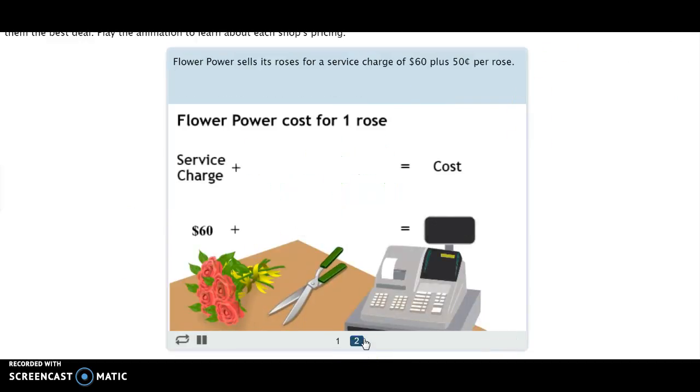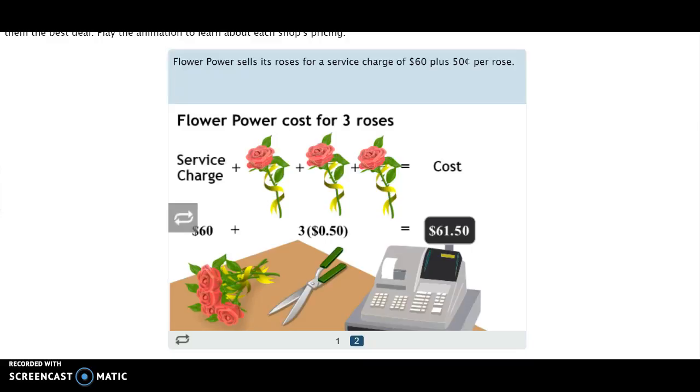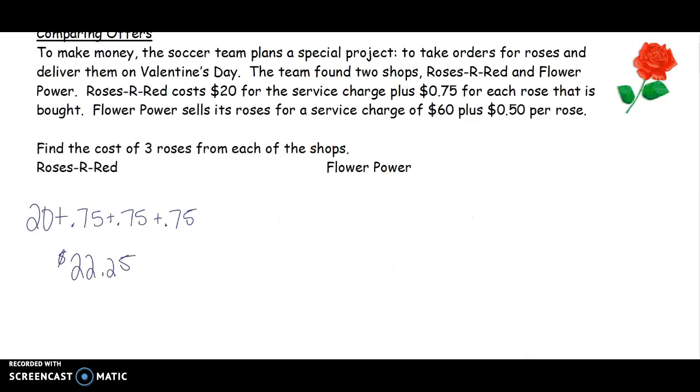So here's the same kind of image for our Flower Power. Ooh, look, they added a ribbon, but these are cheaper. So for 2, it's $61, and for 3 roses, it costs $61.50. Clearly Flower Power is a little bit more expensive because that initial fee is $60. The roses may be cheaper, but your setup fee is a lot more money, so this was $61.50.